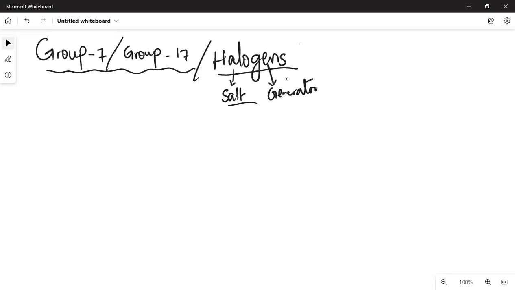Like the most common salt is this NaCl, rock salt, which is हम कहते हैं. So because NaCl is made by group 7 element, so such elements which make the common salts that we use are called halogens. That's like the worldly meaning of group 7 elements, halogen word.